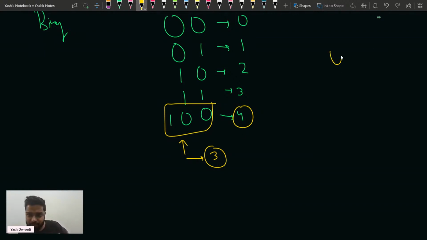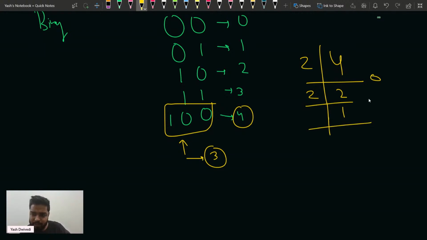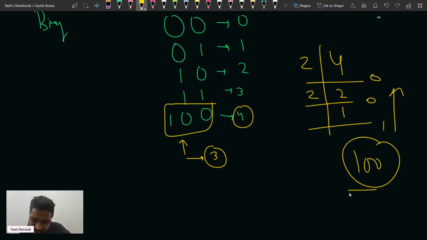For representing 4, if somebody says, represent 4 in base 2, I'll divide 4 by 2, right? So I'll get a 2 here, and the remainder is 0. Then I'll divide by 2 again and get a 1 here, with remainder 0. So 0, 1. If I write it upwards, it is 1, 0, 0. Basically, in binary format, or base 2 format, it is represented as 1 0 0. That is nothing but overall 3 digits.